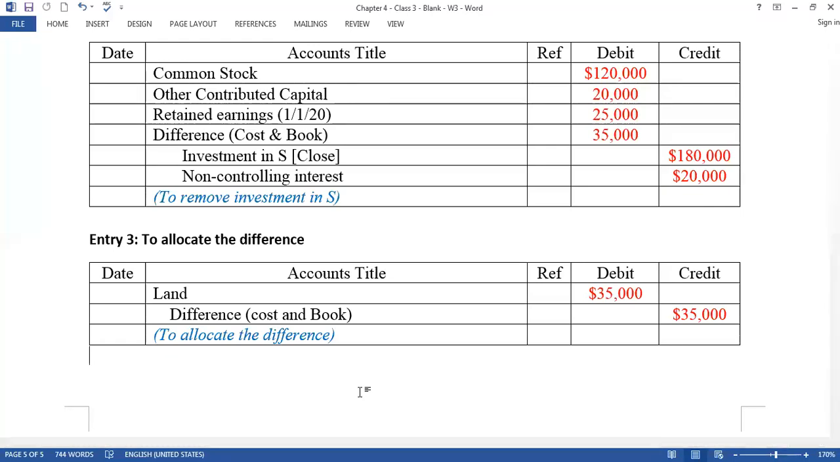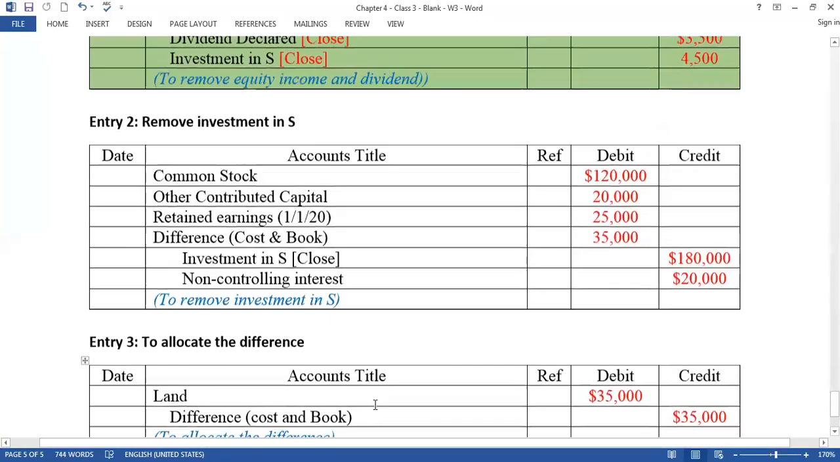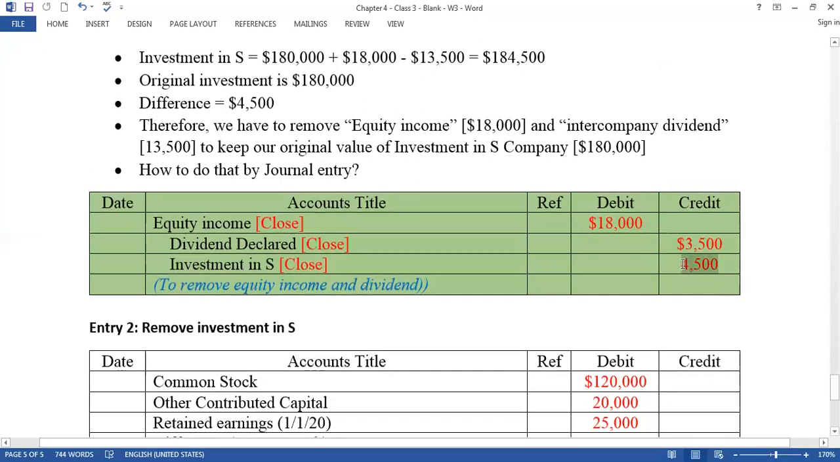Can you remember? According to the cost method, we have to close dividend revenue or dividend income, but in the equity method, we are going to close investment. Look at here, we are going to close investment because this is connected with equity income and dividend. So this is the additional thing.